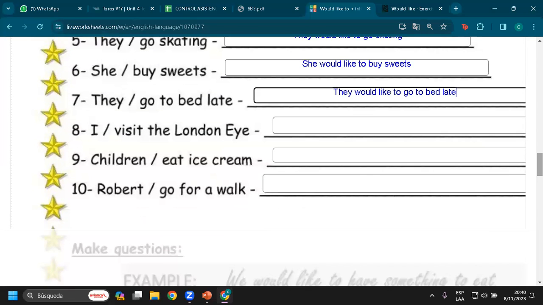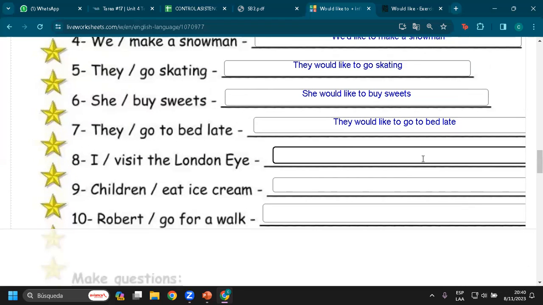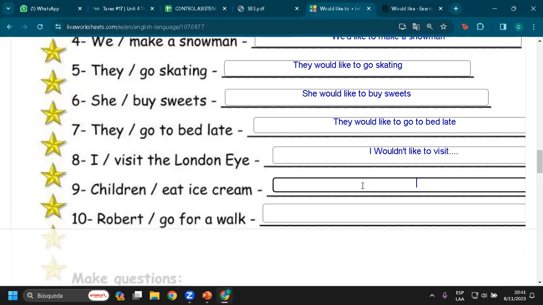Exactly. Por ejemplo, en este caso, I visit the London Eye. ¿Cómo quedaría esa oración, pero en negativo? I would like. Very good. I wouldn't like to visit. Lo mismo la siguiente. No importa cuál sea el sujeto, la estructura siempre va a ser igual. Estemos hablando en plural o en terceras personas, siempre va a ser lo mismo.